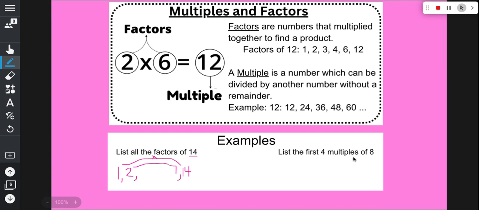If we're listing the first 4 multiples of 8, we would be listing our count bys. The first count by 8 is 8. Our next one is 16. Our next one is 24. And our fourth one is 32. Notice if it says list the first 4, we want to list the very first number because 1 times 8 is 8. 2 times 8 is 16. 3 times 8 is 24, and 4 times 8 is 32, so that is the first 4 terms of the multiples.